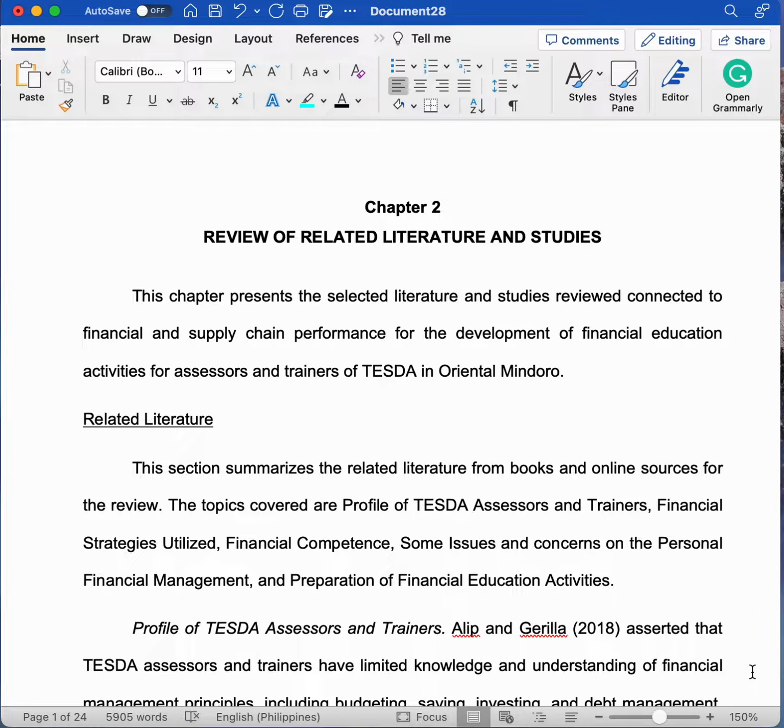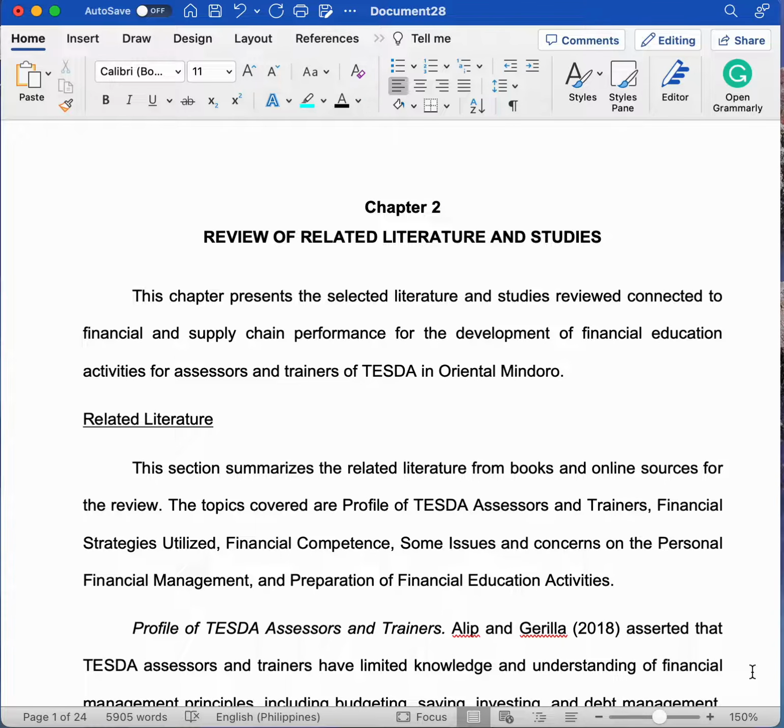First, when we say related literature, these are literature reviews that come from books and also from journals, but they are not studies that have been conducted by previous authors. When we say related studies, those are studies that have undergone systematic investigation. They also have a research design, locale of the study, respondents of the study, and instruments used. So those are what we call related studies.